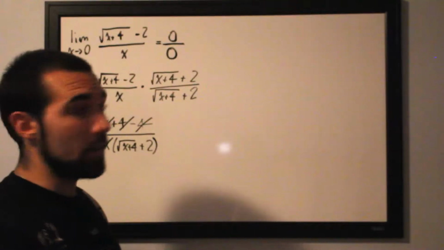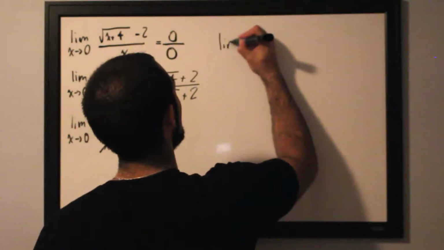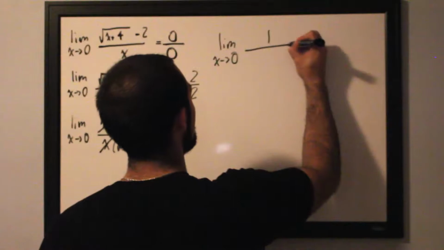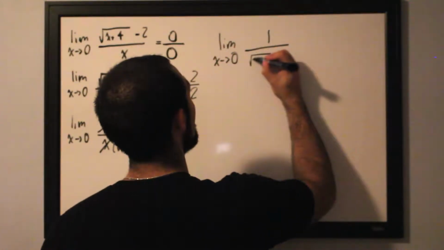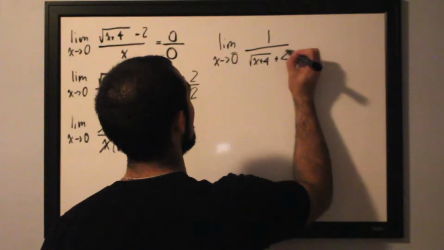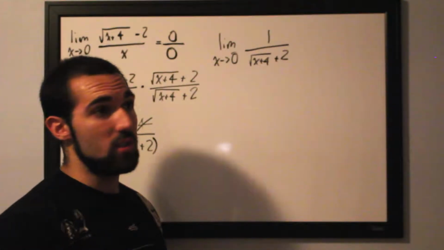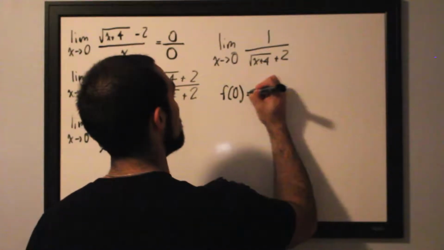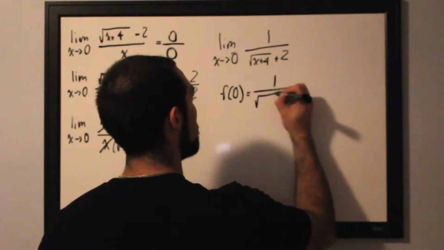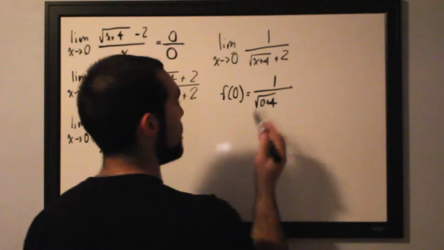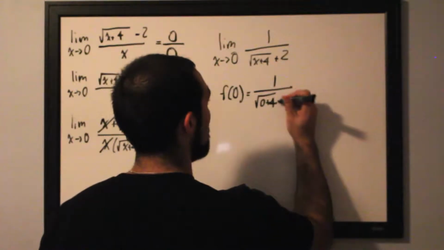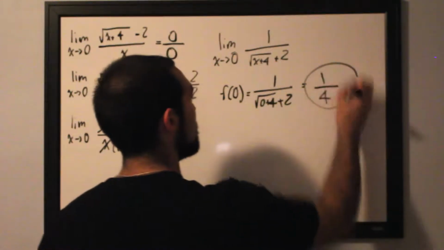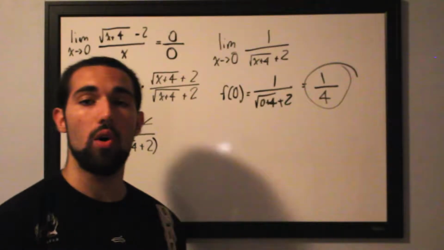So all we're going to be evaluating now is the limit as x approaches 0 of, with everything in the numerator gone, 1 over the square root of x plus 4 plus 2. Here all we need to do is plug in 0 into this function to evaluate the limit. So f of 0 is equal to 1 over the square root of 0 plus 4, which is the square root of 4, which is equal to 2, plus 2, so that is 1 over 4. The limit as x approaches 0 for this function is 1/4.